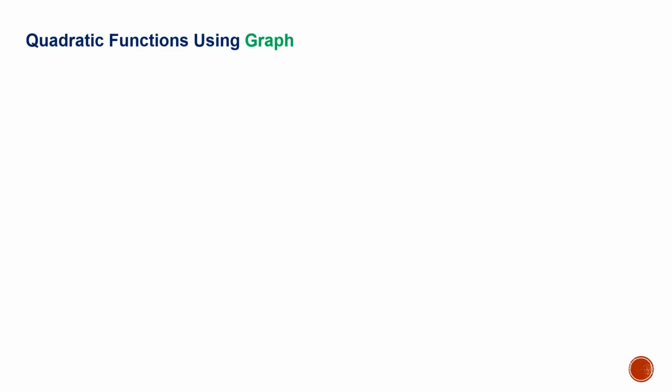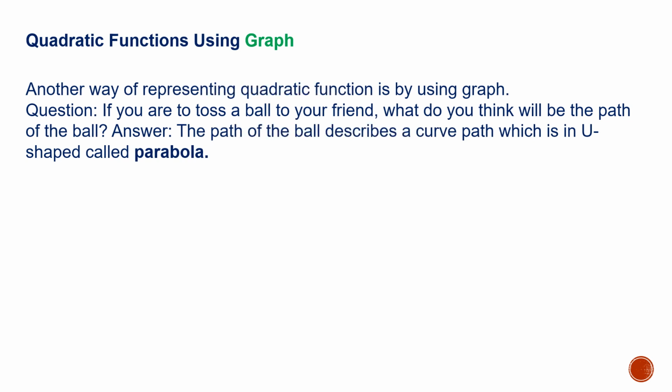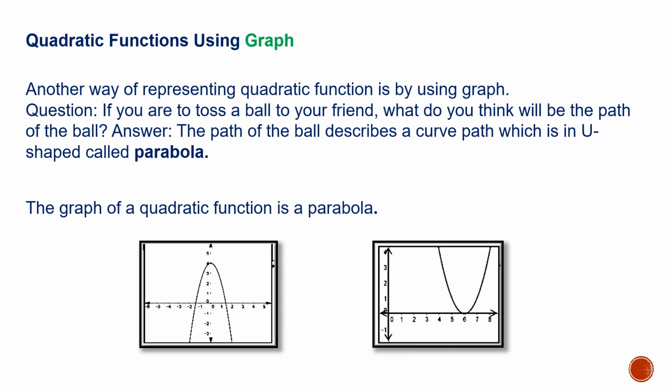Let's have the third one, representing quadratic functions using graph. So another way of representing quadratic function is by using graph. Question: if you are to toss a ball to your friend, what do you think will be the path of the ball? Answer: the path of the ball describes a curved path which is U-shaped, called parabola. The graph of a quadratic function is called parabola.